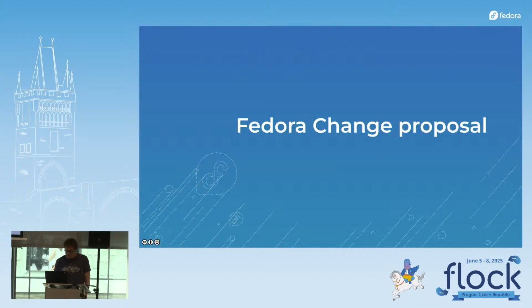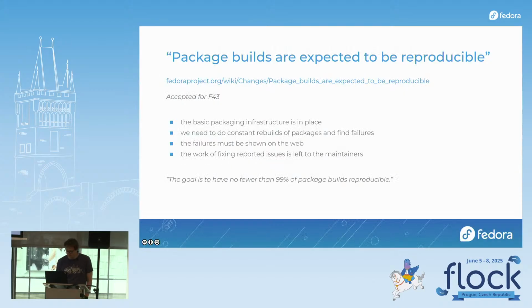And we also made a change proposal with the title "package builds are expected to be reproducible." This is accepted for Fedora 43. When submitting the talk, I thought that we would be more advanced in this. Things didn't go as smoothly as I hoped. So we are certainly not at 99% yet, but the plan is still the same. Maybe we'll even make it for 43. I'm not sure, but I still hope.